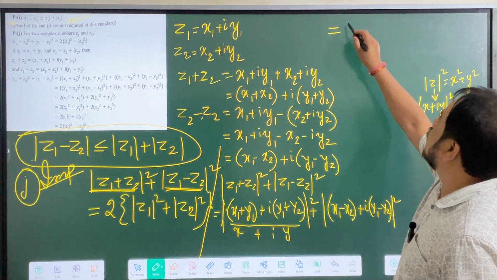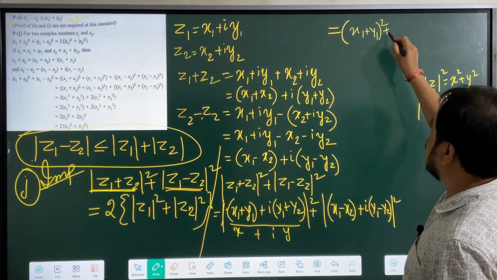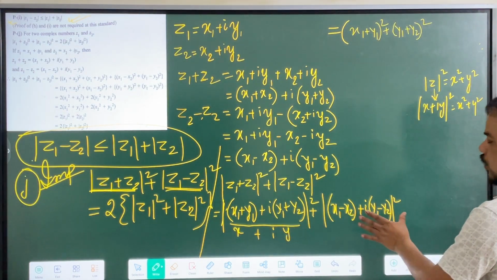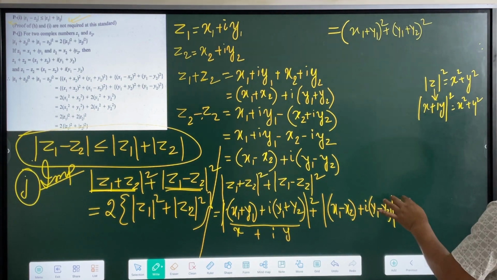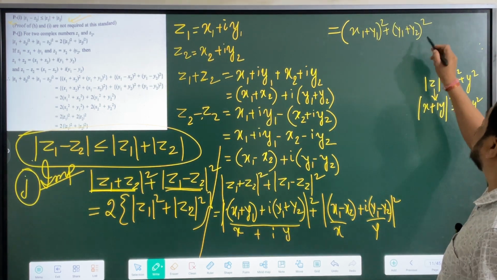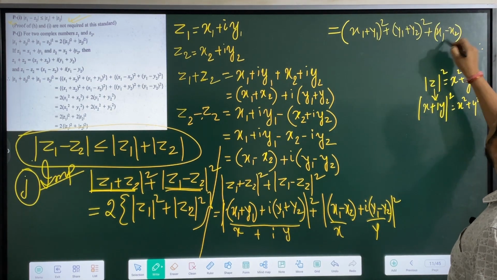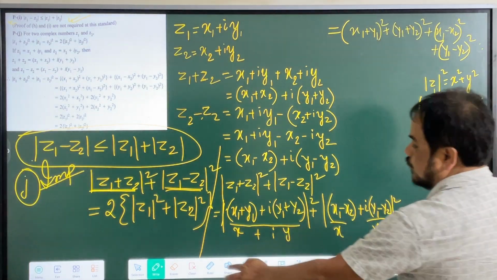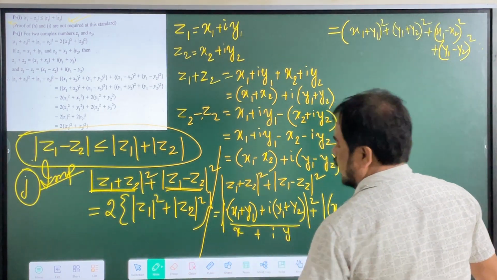This is x1 minus... x1 square plus y1 square, y1 plus y2 square. Same thing here also, square is there. Modulus of x plus iy square is there. So x square plus y square. This is x, this is y. So plus x1 minus x2 whole square plus y1 minus y2 whole square. I hope you understand.